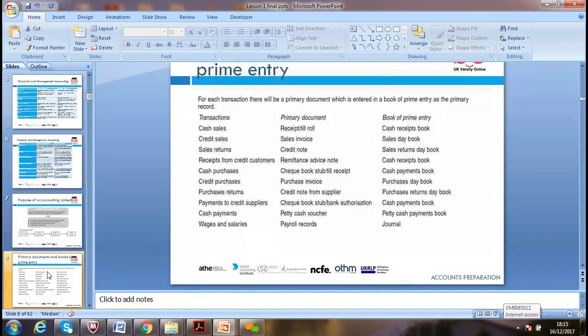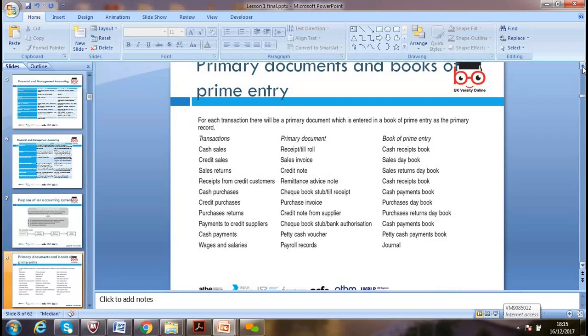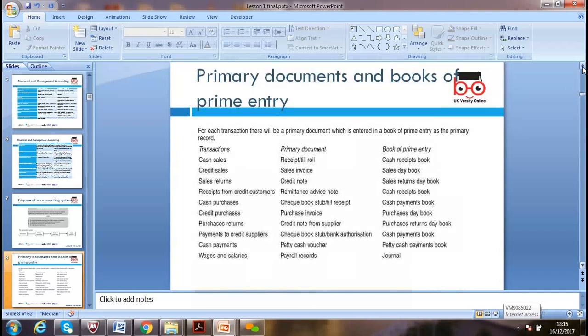I'm just giving some overview; we don't need too much detail, because here we learn financial management instead of financial accounting. Types of transaction can be cash sales, credit sales, sales return, receipt from a credit customer, cash purchase, and credit purchase. These are all called transactions. Then primary documents are sales invoices, credit invoices, remittance notes, books. All these are called primary documents. Primary entries are the cash book, sales day book, sales return book, cash payment book. These are all called primary entries, where we keep all the records of the transactions.